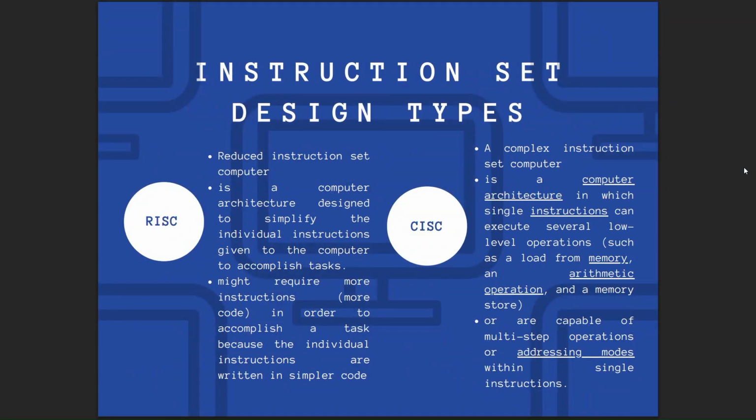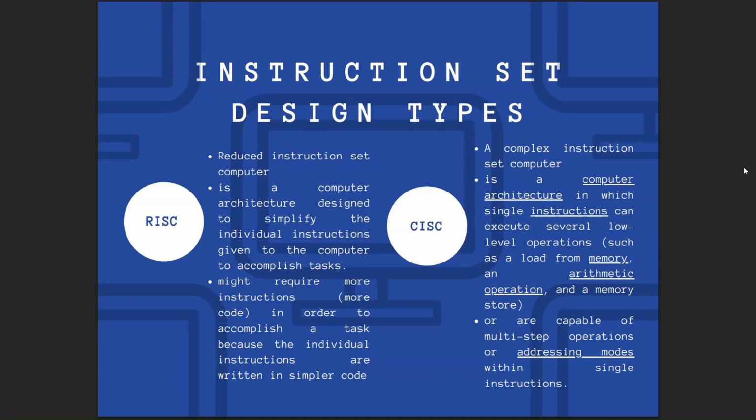Okay, this slide reviews the two main types of instruction set designs which we introduced already in our very first introductory lecture as well. First is RISC, which stands for Reduced Instruction Set Computer. RISC architecture is designed to simplify the individual instructions given to the computer to accomplish tasks. Because each instruction is simple, a RISC program might require more total instructions to complete a task compared to CISC. However, these simple instructions can execute very quickly.